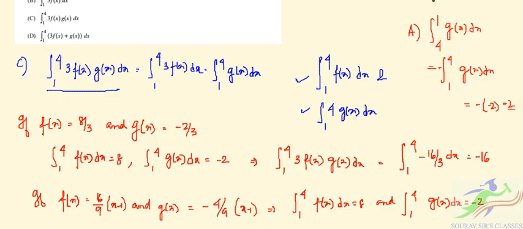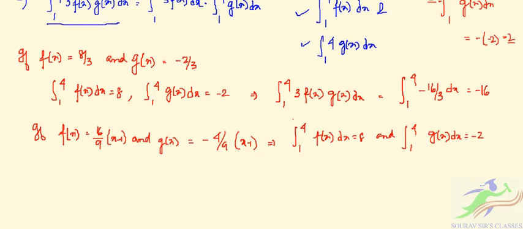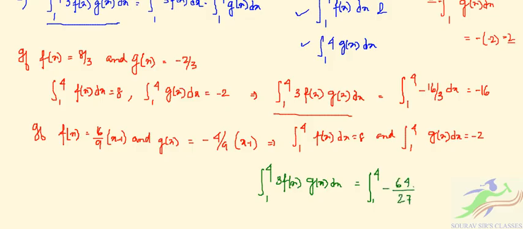But now, what will be the value of the integral from 1 to 4 of 3 f(x) g(x) dx? We can put in the values up to this point, and it is minus 64 by 27 times the integral of (x minus 1) whole square dx, which, if we solve, is equal to minus 64 by 3. So these two values are entirely different from each other.